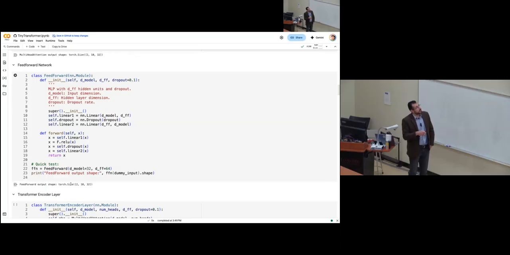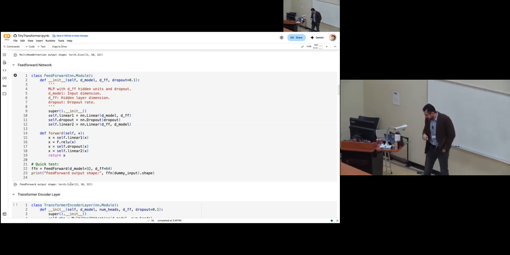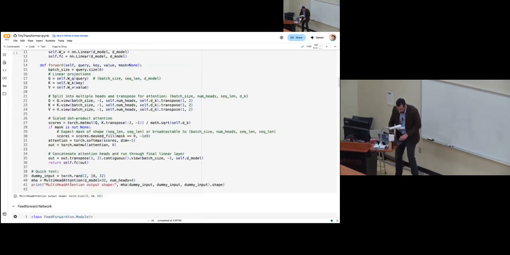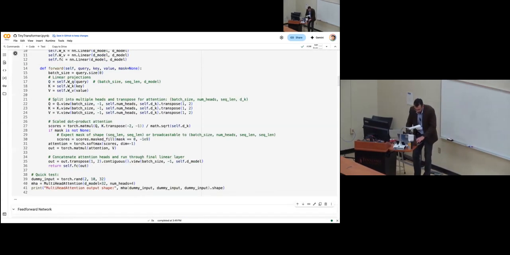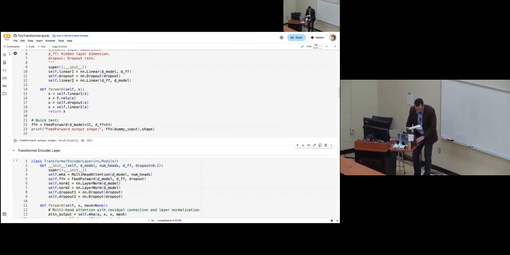So here is our multi-layer perceptron. It has a linear layer that goes from D model to DFF. It applies a ReLU nonlinearity. It does dropout on top of it, and then it applies our second linear layer, which goes from DFF to D model. Okay, so this is the one hidden layer MLP. And again, there is a quick test that you can check to see if it works. Let me just quickly run these so our code is up to date.